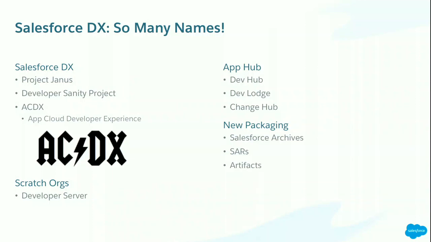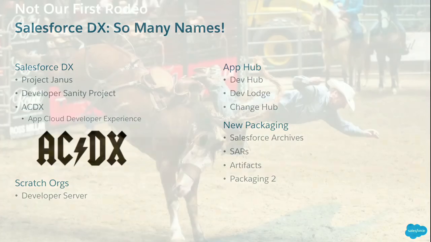We went to Artifacts, which stuck for a long time. Makes sense. It's an artifact you're deploying, but it was too general. People couldn't grasp it. And so we went to the very, very creative. After lots of talking and lots of meetings, lots of discussion, we went to Packaging 2. That was our creative juices as they were flying.